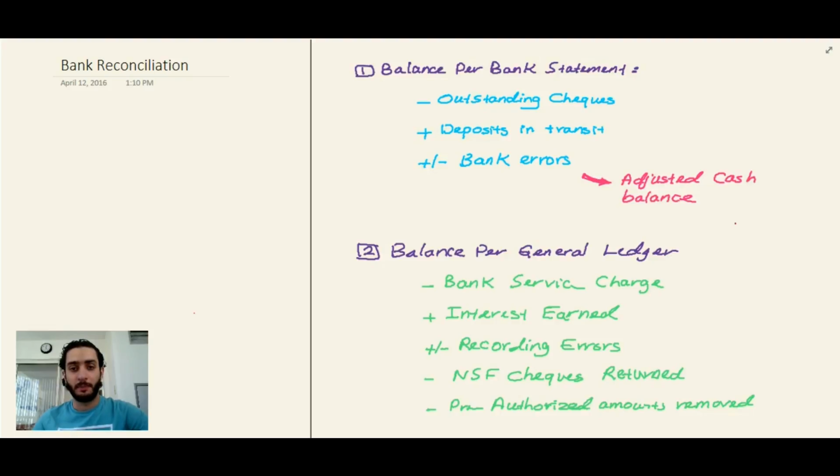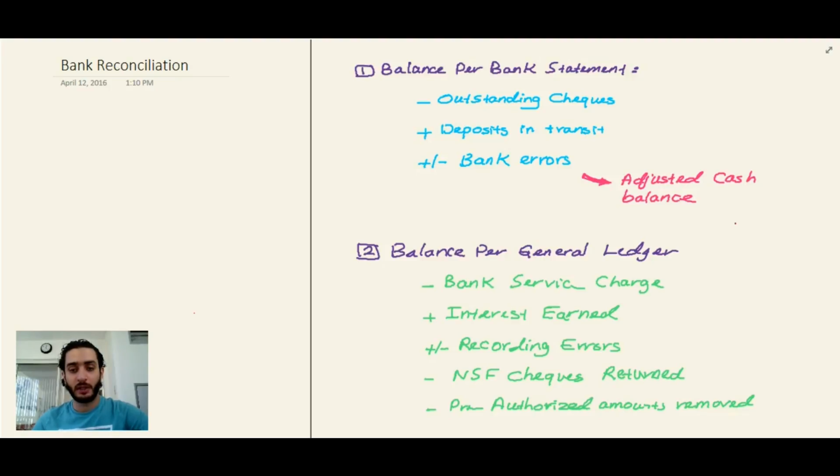Now we are done with the bank statement. Now we have to go and adjust the general ledger. In the general ledger we have to do more steps. We have to deduct any bank service charge. Bank service charge is applied to our bank account at the end of the month, most likely. So when we receive the bank statement, we will see, like, a $10 bank charge depending on the plan, and we will deduct this bank service charge from the general ledger.